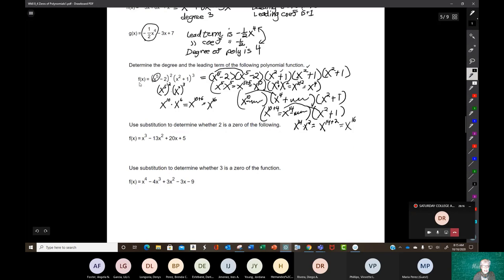All right, the degree and the leading term. If the very highest degree term is in front where it should be, then it's the leading term. It'll be the leading term anyway, and you want to be sure to write it the correct way. The degree of the entire polynomial is going to be 16, and the leading term is going to be x to the 16.